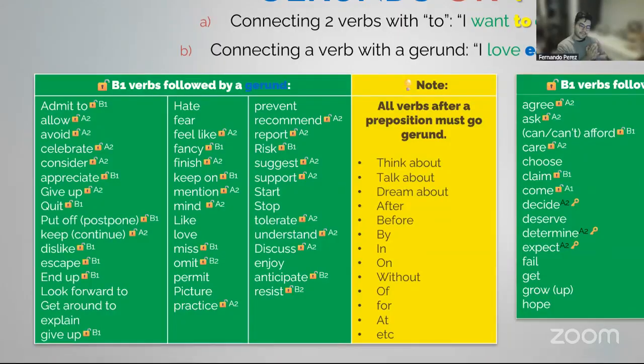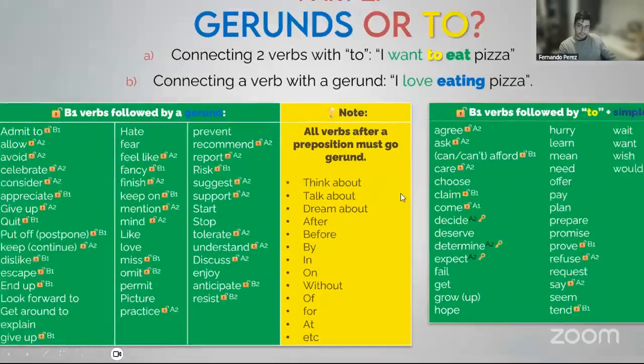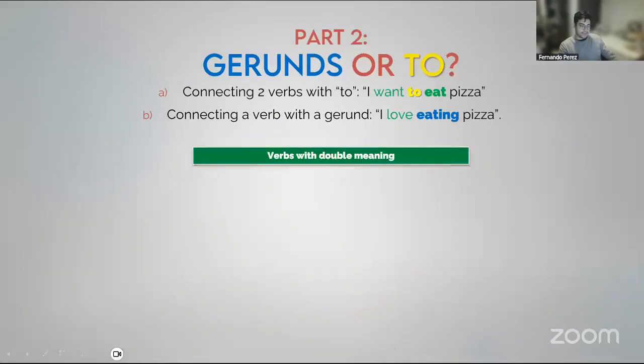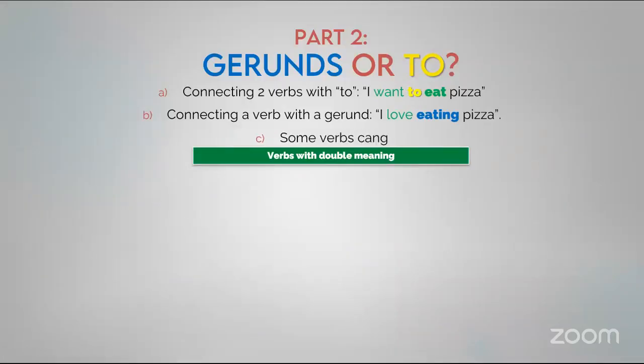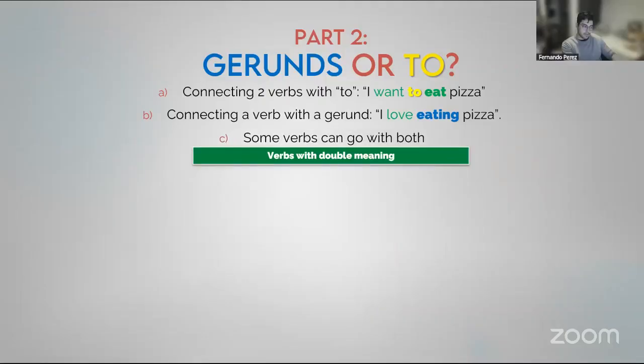Fantastic. Questions, guys? No, teacher. Easy. Cool. Good examples, good vocabulary day. Well, that's it for gerunds and infinitives. There is a third section where some verbs can go with both, but they change meaning. And this is going to be an issue, but we're going to check it tomorrow. Right now we are done.